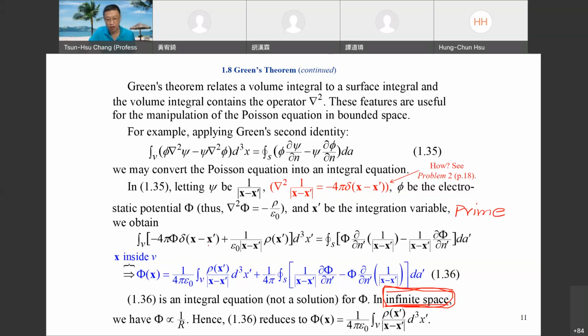prime to denote the source coordinates. Okay. That's the major difference here. So we should be careful. So just like this equation, 1.35, 1.36. Here is the integration with respect to unprime. But now we change to prime.